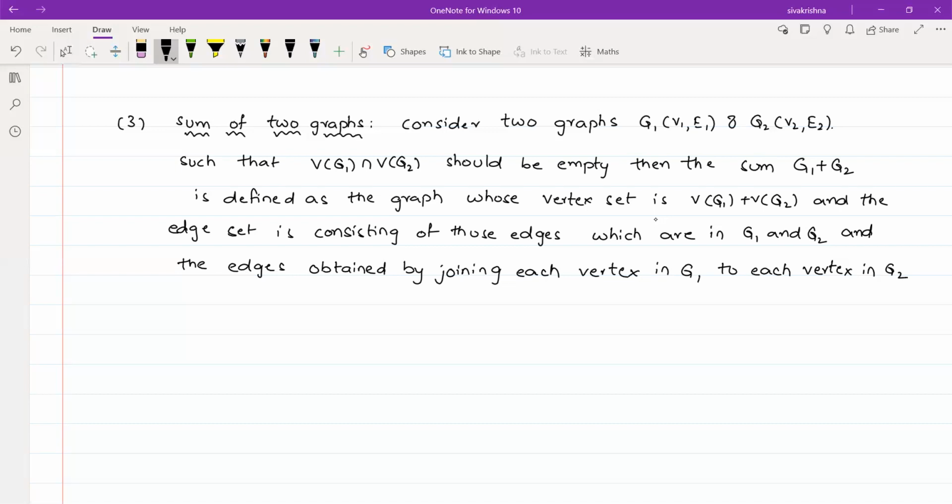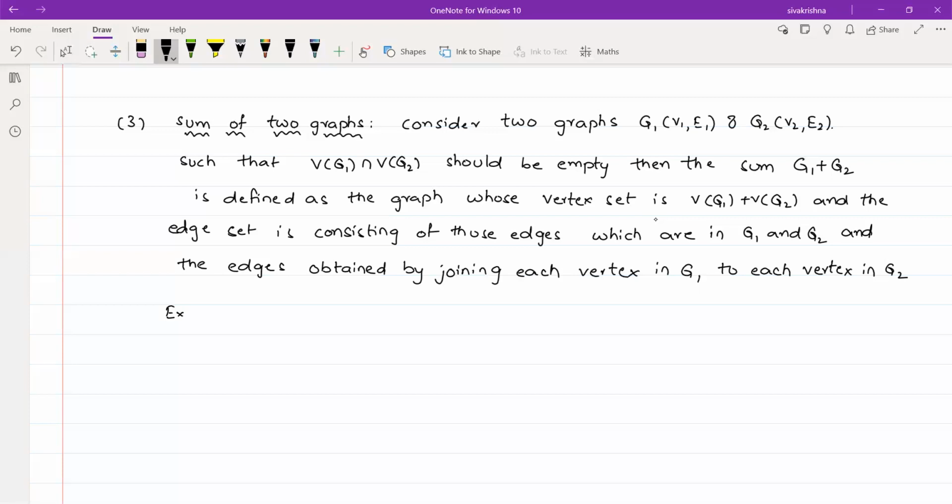And coming to the edges, the edge set consists of those edges which are in G1 and G2. Okay, what are the edges we have in G1 and G2? Those edges should be in G1 plus G2, and also the edges obtained by joining each vertex in G1 to each vertex in G2. So the edges which are formed by joining each vertex in G1 to each vertex in G2, those particular edges should also be present in G1 plus G2. So for our understanding, I am giving you one example.